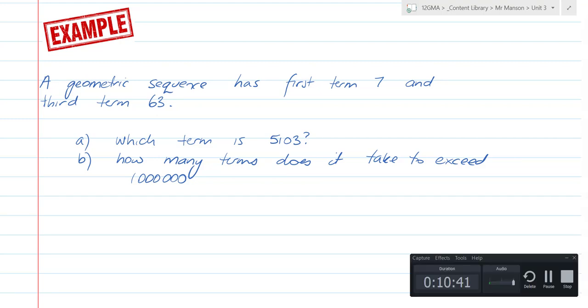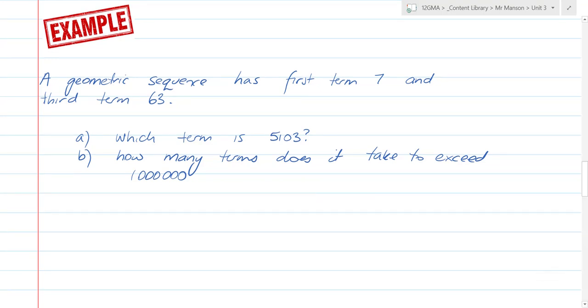So in this example, we're told the first term, we're told the third term. It's always important to start considering what you have. Term 1 is equal to 7, and term 3 is equal to 63. Now the terms are quite low in the sequence. So the first term we know, the third term is only 2 on, so we can probably logically work out our value for R.